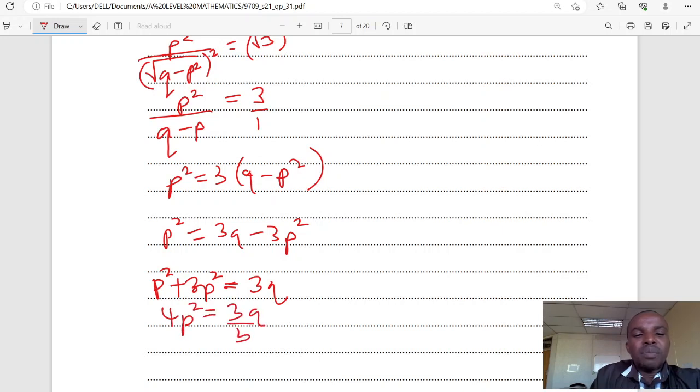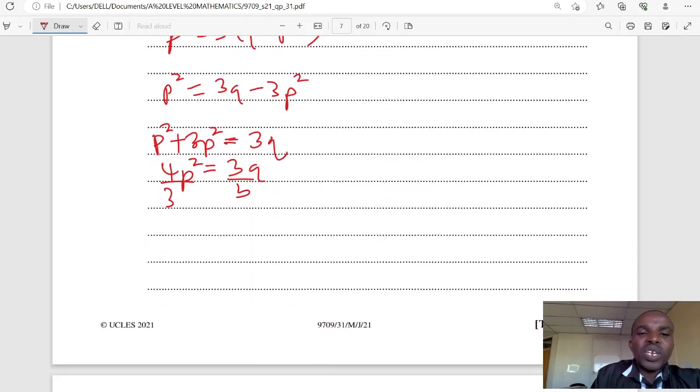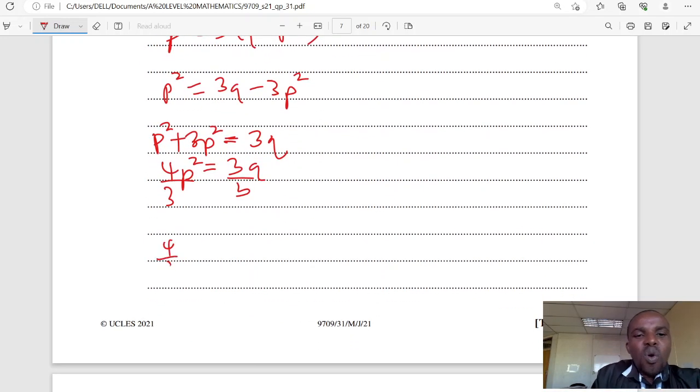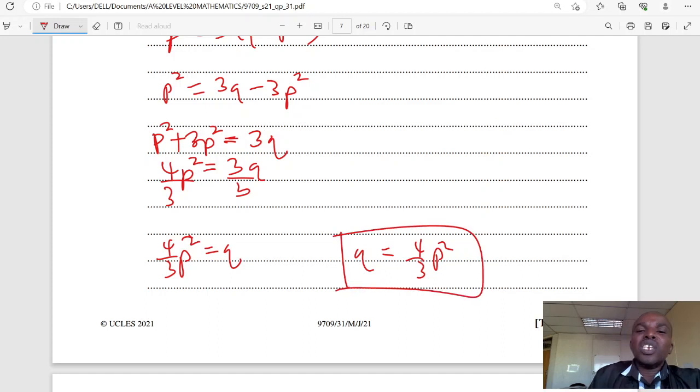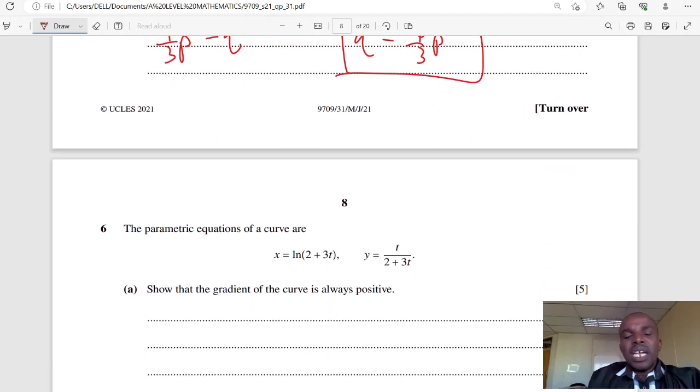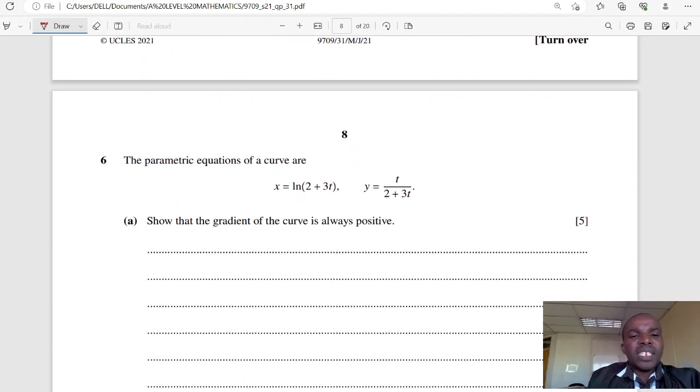Then divide by 3, because you want Q in terms of P. Divide by 3 on both sides. What do you get here? You get 4 over 3 P squared is equal to Q. So Q is equal to 4 over 3 P squared. So this will be your solution. Done.